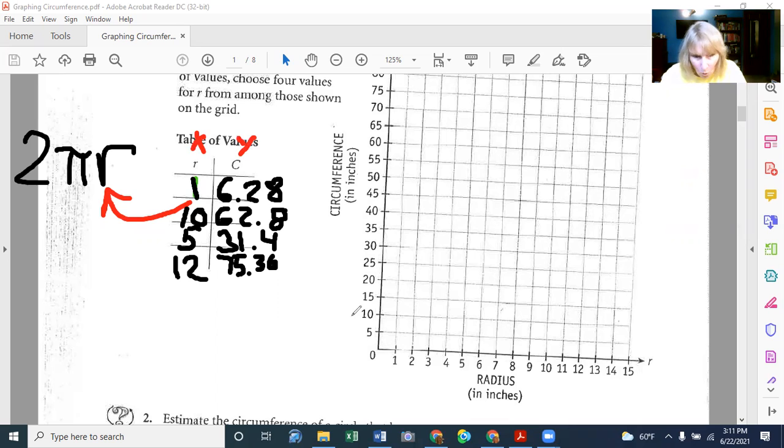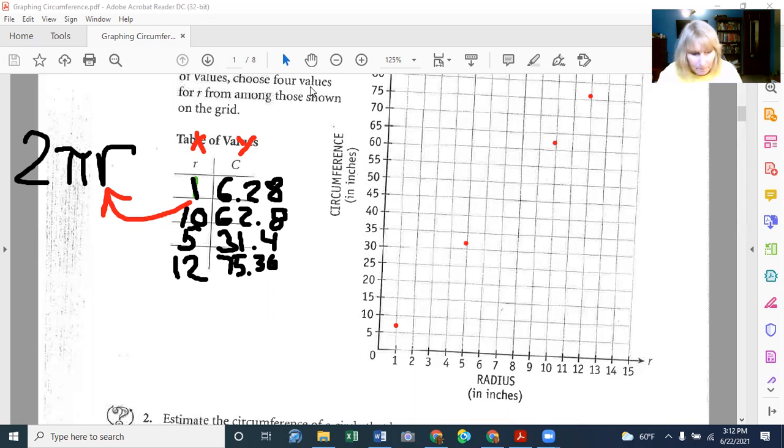So my first point is 1, and then I'm going to go up to about 6.28. So that's going to be just an estimate of about here, a little past the 5. Then I'm going to go to 10, and I'm going to go up to 62.8. So I'm going to go up, up, up, up, up. There's 60, so 62.8, about there. And then 5 is going to go up to 31.4, maybe about there. We're not going to be exact, of course. And then 12 is going to go up to 75.36. That's why I didn't want to do 15, because I figured I'd be off the graph.